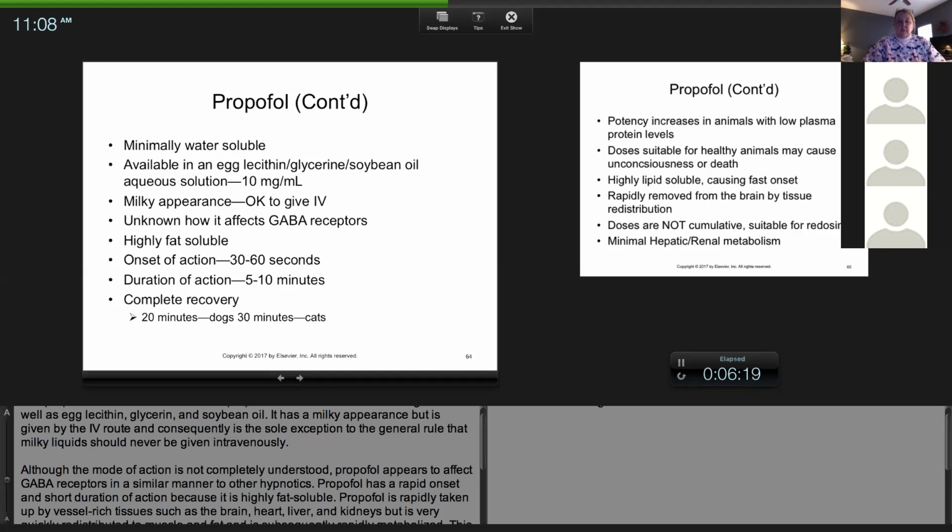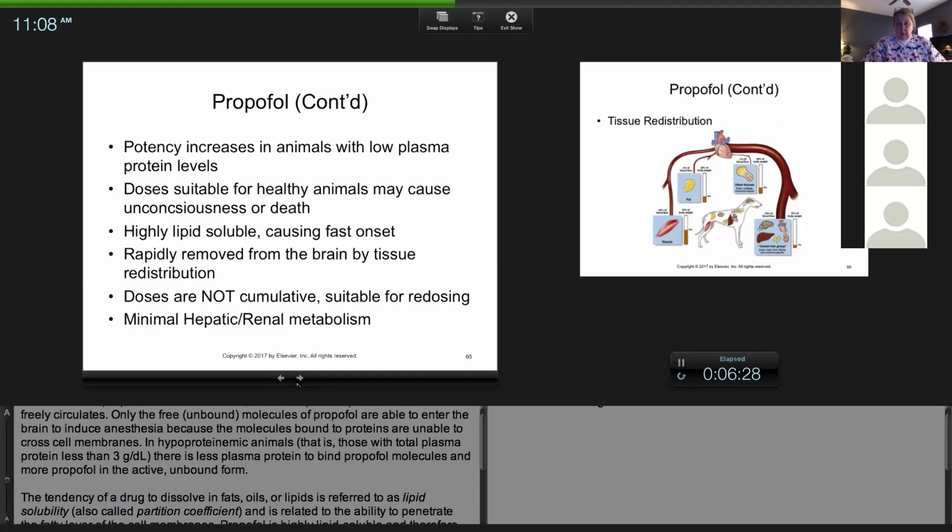So it's very short, and dogs will be completely recovered, and cats in about 20 to 30 minutes. So it's a rapid induction, rapid recovery. And one thing, if I haven't stressed this, is I like propofol because I get rapid airway access. I'm always trying to get you guys in a mindset of, why do I pick one over the other?